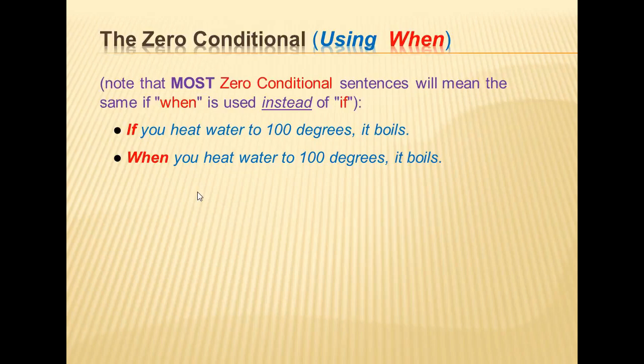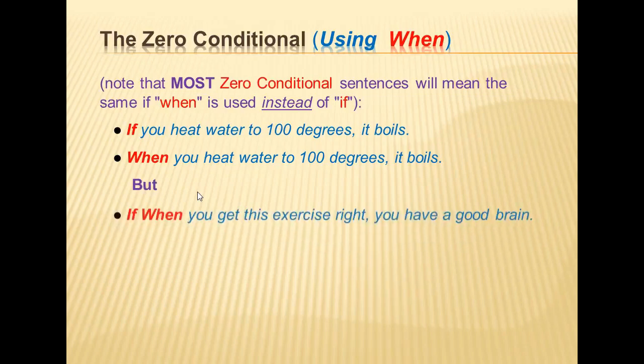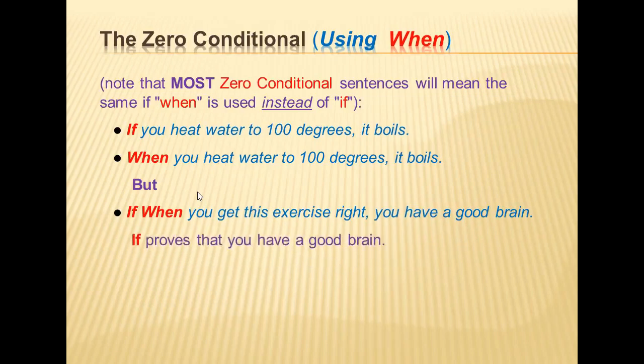Both are correct. But if you use it like this, if you get this exercise right, you have a good brain. It proves that you have a good brain. If here proves that you have a good brain. When would make it a certainty that you have a good brain. So in this one we cannot use when. You have to omit when.